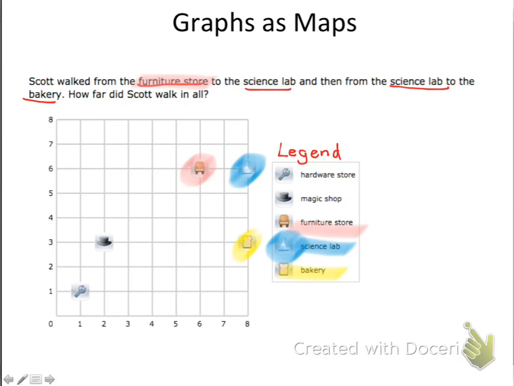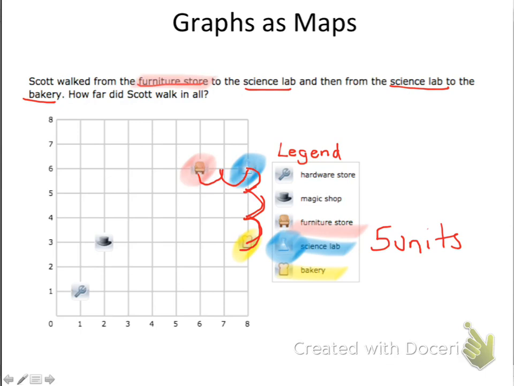Okay, well, let's do what Scott would do. So we start at the furniture store, we go 1, 2 to get to the lab. And then from the lab to the bakery, 1, 2, 3. So let's count how far it is in total. So 1, 2, 3, 4, 5. So Scott walked 5 units in total.